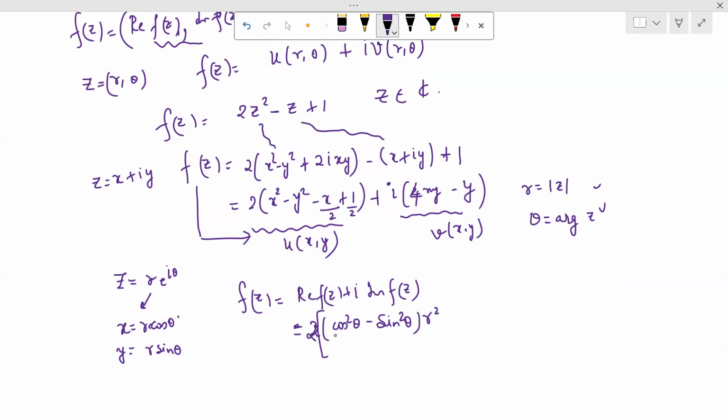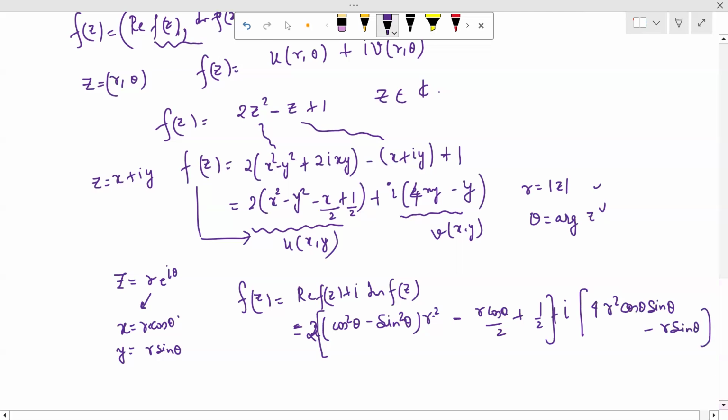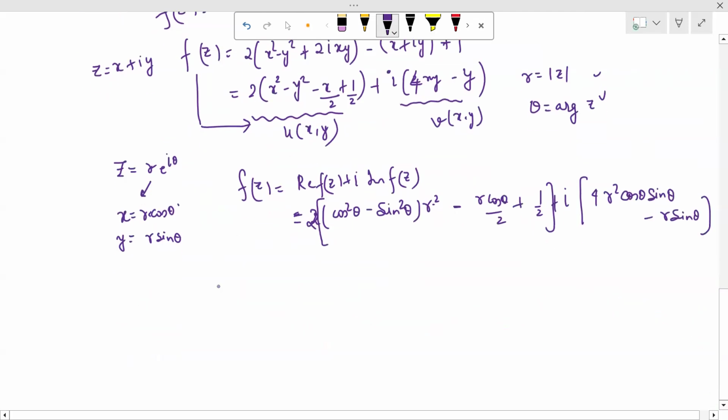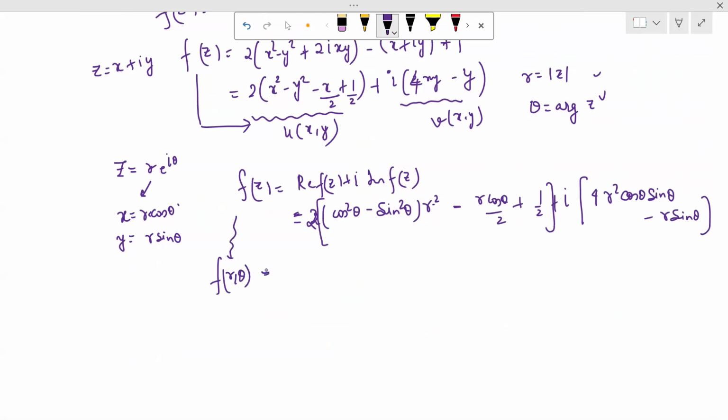Okay, so 2 will come also. Minus x by 2. x by 2 would be r cos theta divided by 2, plus 1 upon 2, and plus iota times the imaginary part of f(z). The imaginary part of f(z) would be equal to 4 r square cos theta sine theta minus r sine theta. Is that fine? So you can also express your function in form of both r and theta. This is also another way of expressing the same thing.